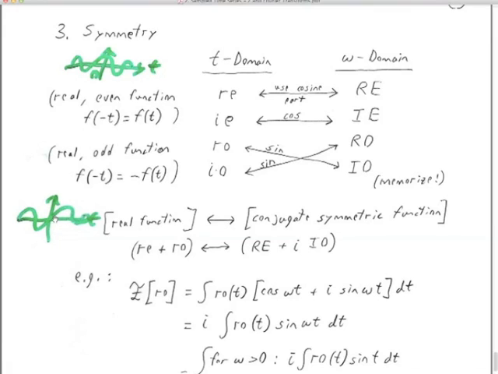If we look at this time here, and we look at the equal amount of negative time, we have exactly the same amplitude. So f at minus t is equal to f at t for an even function. For an odd function, f at minus t is equal to minus f at t. So here, we look at f at t, it's positive.